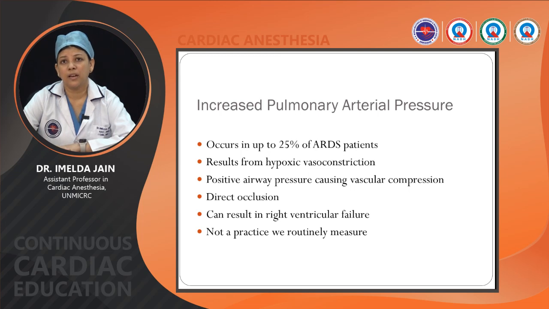Increased pulmonary arterial pressures occur in about 25% of patients of ARDS. This is the result of two things. Number one, hypoxemia, and number two, hypercapnia. Both these two things result in pulmonary hypoxic vasoconstriction, resulting in vascular compression or direct occlusion of the pulmonary capillaries, which finally results in right ventricular failure.